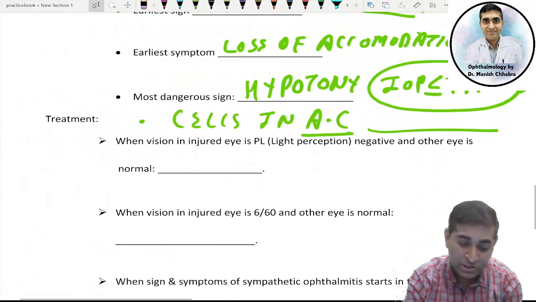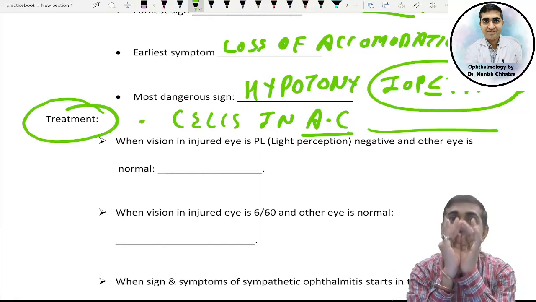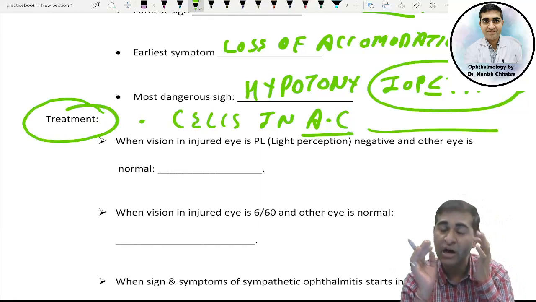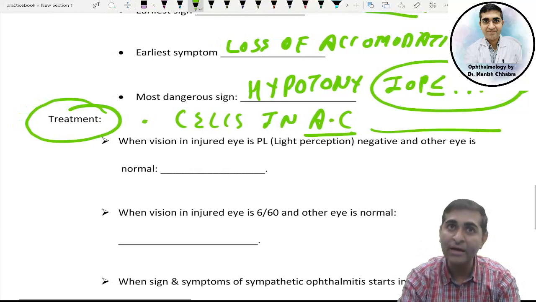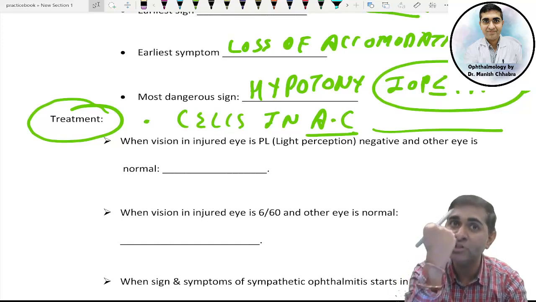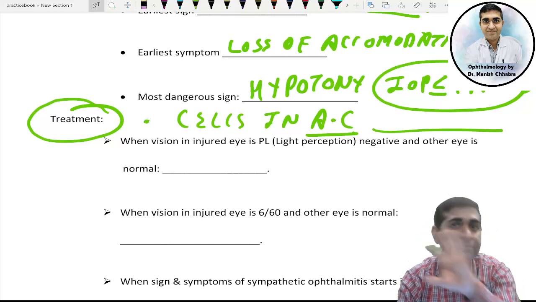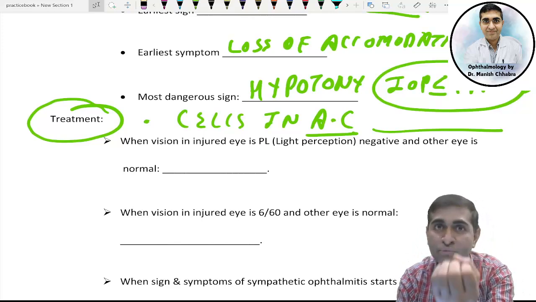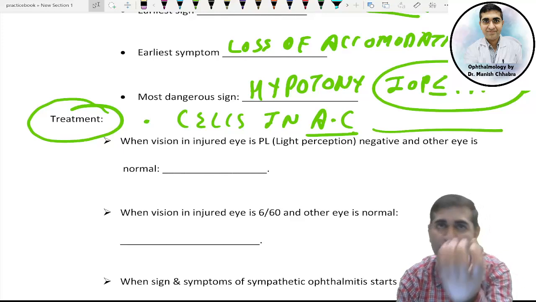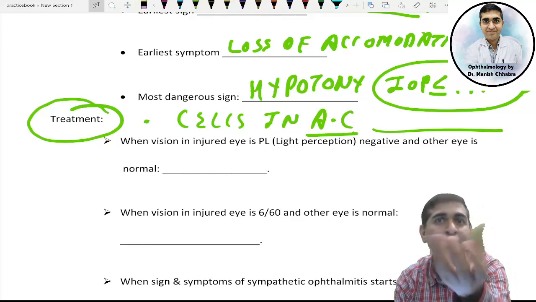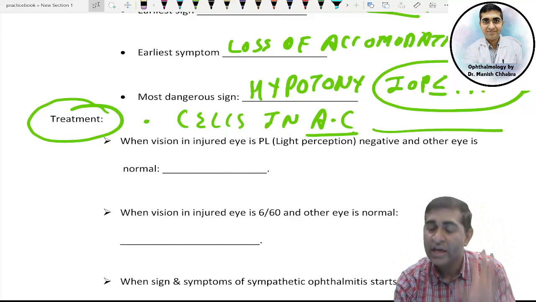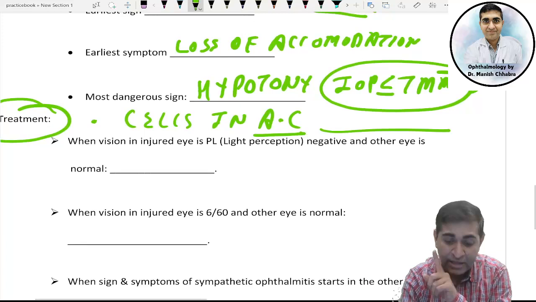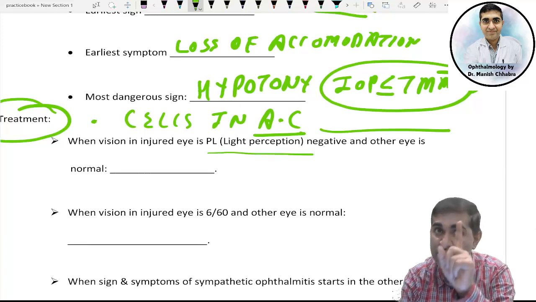Now, based on the mode of injury, I am going to tell you the treatment. So this question has been asked many times, mind you. One is when the damaged eye is PL negative, that means there is no perception of light, but the other eye is 6/6, and the patient has come to you as soon as possible. Say 5 hours, 6 hours, maybe 12 hours after the injury, and you examine the patient. The other eye is normal, of course, but the damaged eye is light perception negative.